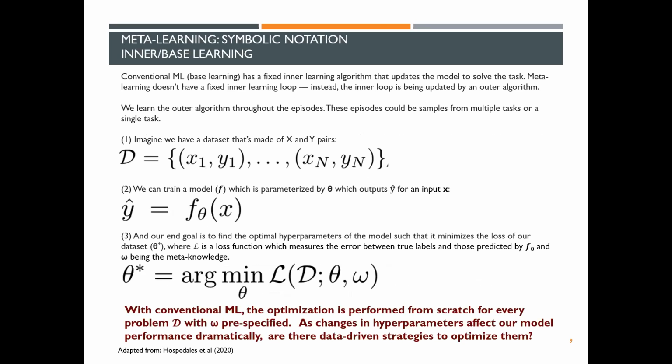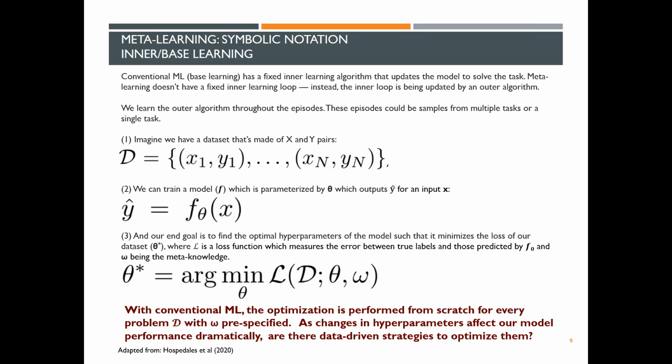So just very quickly show you the derivation, because I think it's pretty straightforward and helpful here. So first, let's think of how inner learning, or conventional base learners, work. First you think of your data set as, in this case, let's just make it simple, XY pairs, right? And we can train a model, a function F, which is parameterized by our parameters, theta, and we output a prediction, right?